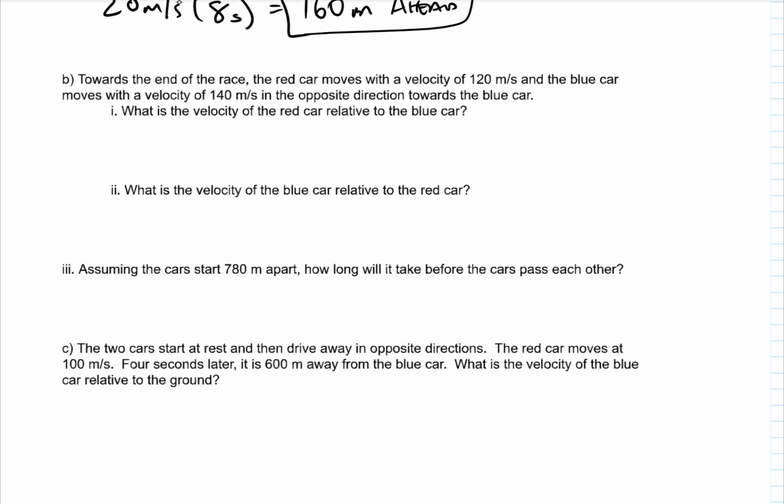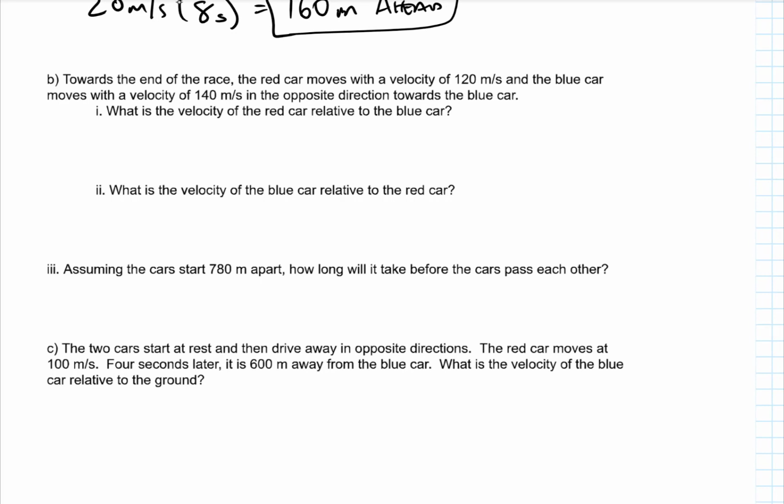Part B, towards the end of the race, the red car moves with 120 meters per second. So we have the red car going at 120 meters per second, and then the blue car is moving at 140 meters per second in the opposite direction. Red car, 120 meters per second. Blue car, 140 meters per second in the opposite direction.